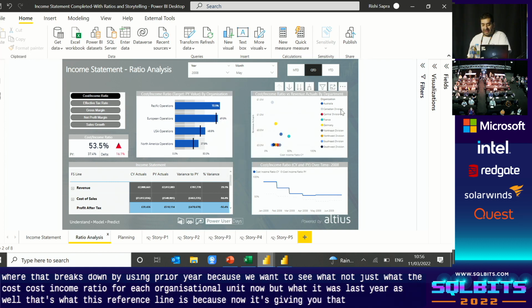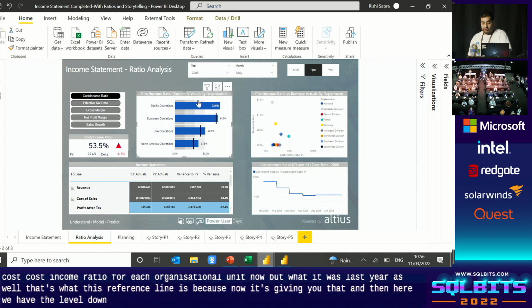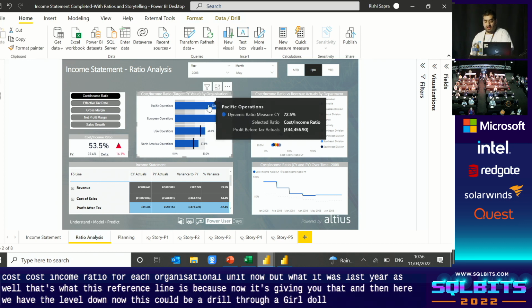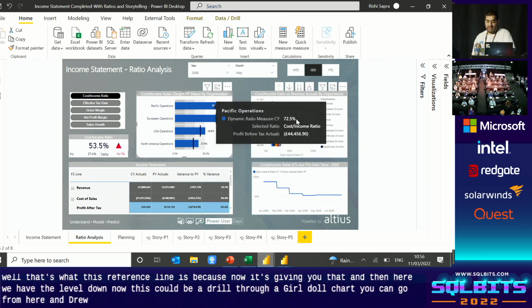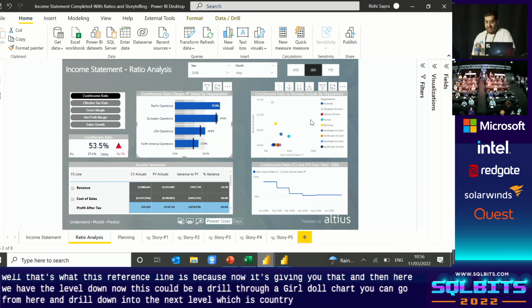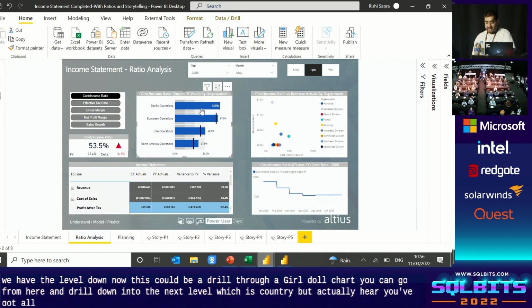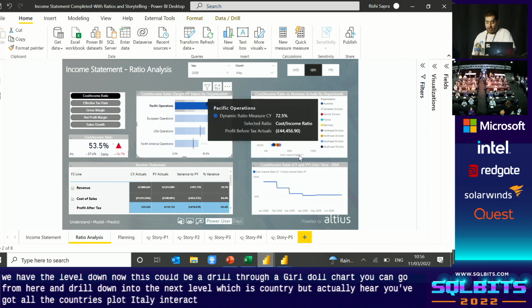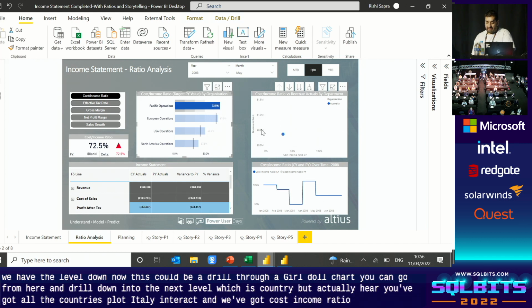And then here we have the level down. Now this could be a drill down chart. So you could go from here and drill down into the next level, which is country. But actually, here you've got all the countries plotted and they interact. And we've got cost income ratio here and revenue.